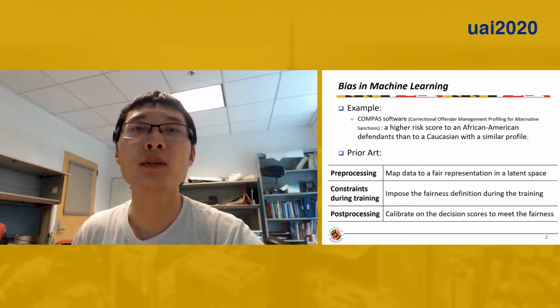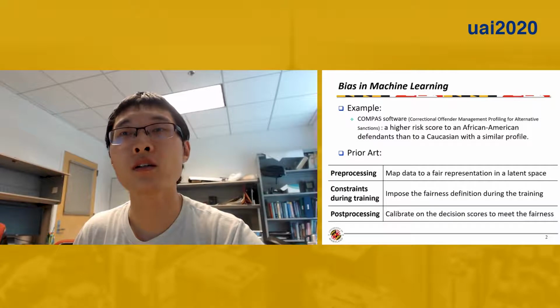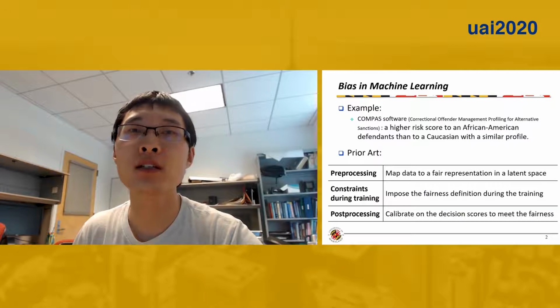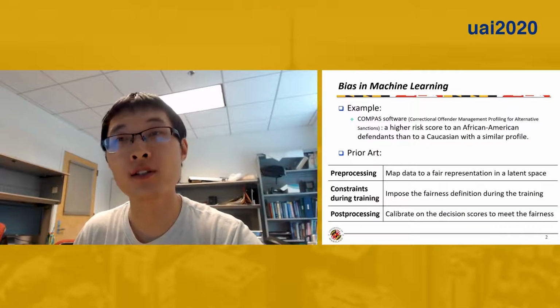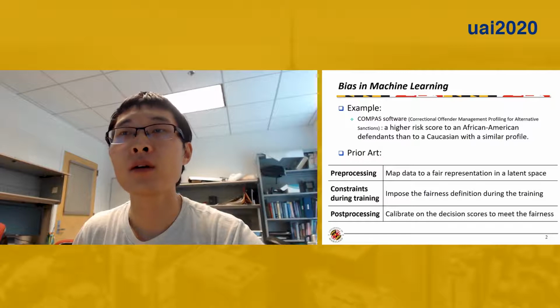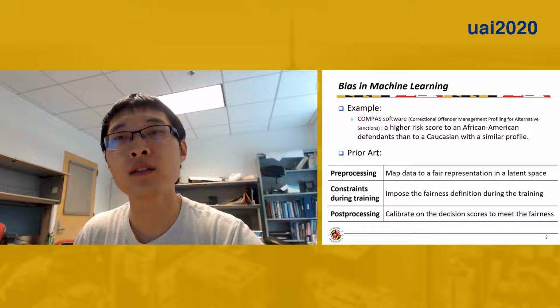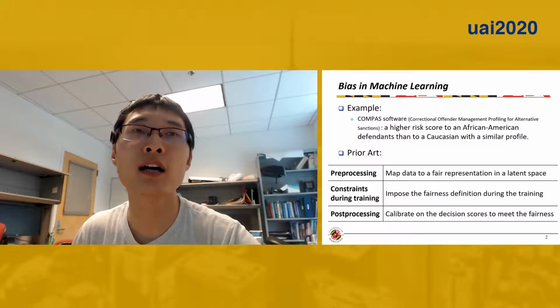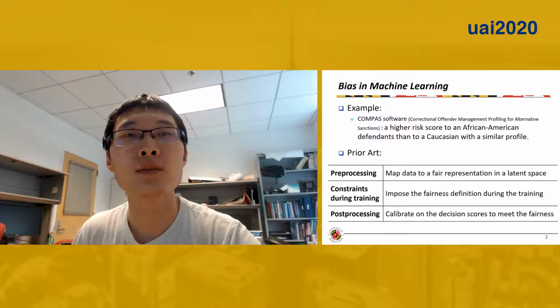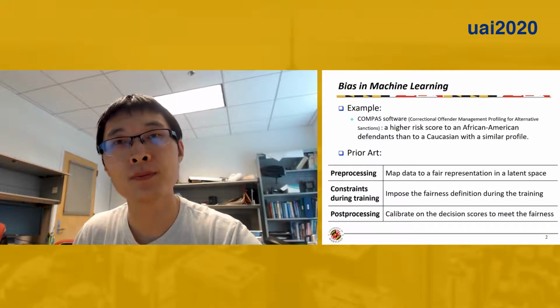Machine learning systems have been deployed in our daily life to assist us in automatic decision making. However, some researchers have found that machine learning has bias just like humans when making decisions. For example, the COMPAS software, which stands for Correctional Offender Management Profiling for Alternative Sanctions, helps judges make parole decisions in the U.S. courts. It usually assigns a higher risk score to an African American defendant than to a Caucasian with a similar profile. This may lead to bias in the judge's final decisions.